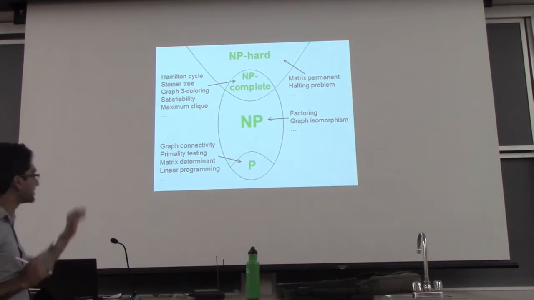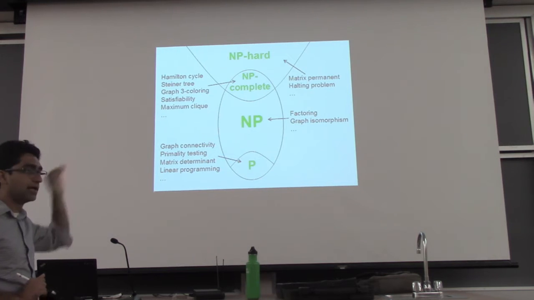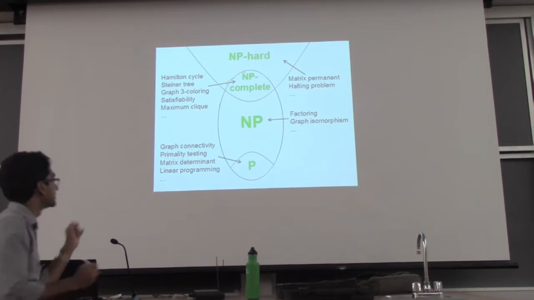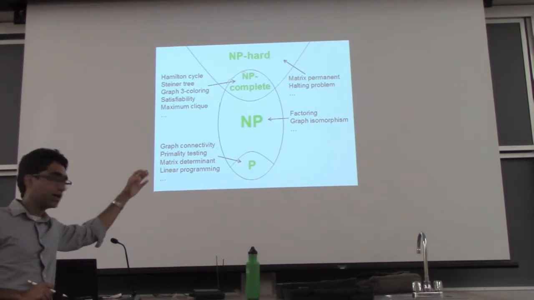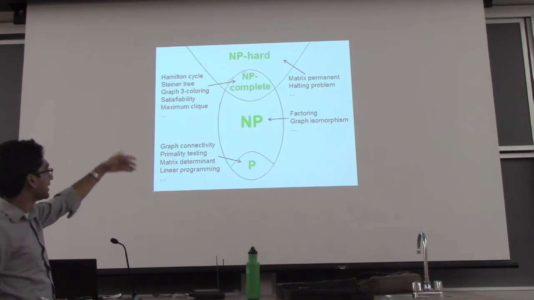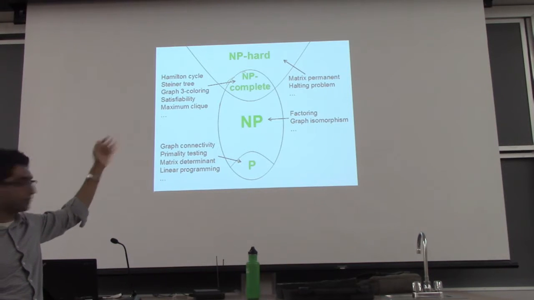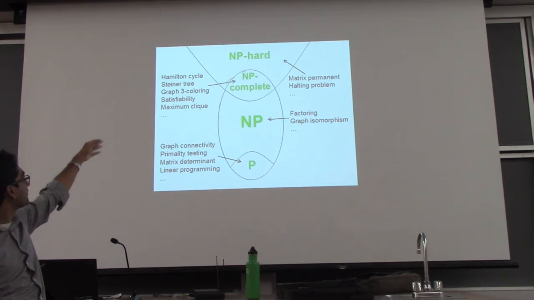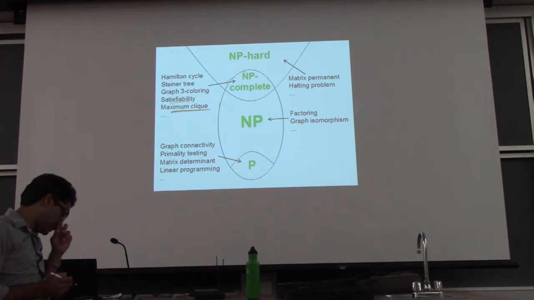But first, this is a picture of how you should think of NP-hardness and NP-completeness. Okay, so you have this class NP, which is this oval-shaped thing, and then NP contains P, and presumably it contains things that are outside P. We don't know, but we believe so. And of course, there are these NP-complete problems. We'll see a bunch of examples. So satisfiability is one of them. Max clique or max independent set is one of them, and so on.